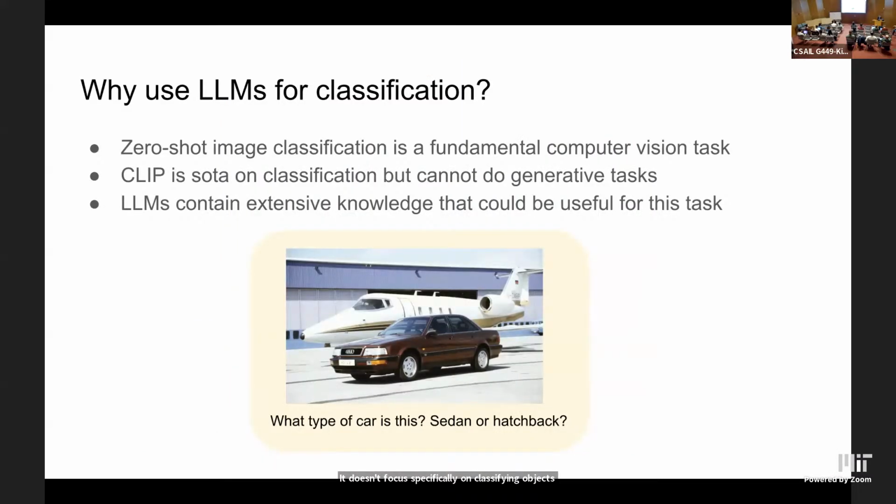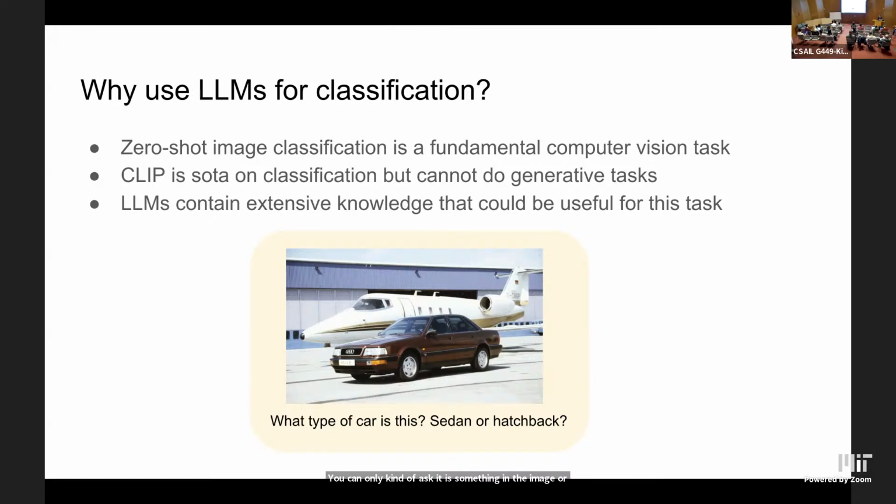So you might wonder, why should we use LLMs for classification? Well, first of all, image classification, particularly zero-shot classification, is a very fundamental task in computer vision. So if we want generic fundamental multimodal models that handle many different tasks, I think we do care that they include this task. At the time, or right now still, CLIP is the state-of-the-art model on zero-shot classification. But CLIP can't do generative tasks. So you can't talk to CLIP and ask it questions and have it generate language. You can only ask it, is something in the image or not? So those are some of the reasons.